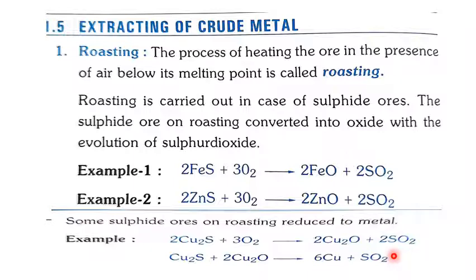This is about roasting. Listen: the process of heating the ore in the presence of air below its melting point is called roasting. Roasting is carried out in the case of sulfide ores. Sulfide ores on roasting are converted to oxides with the evolution of sulfur dioxide. Some sulfide ores on roasting are reduced to metal. So here iron sulfide is converted to iron oxide, zinc sulfide to zinc oxide, and copper sulfide finally to copper.